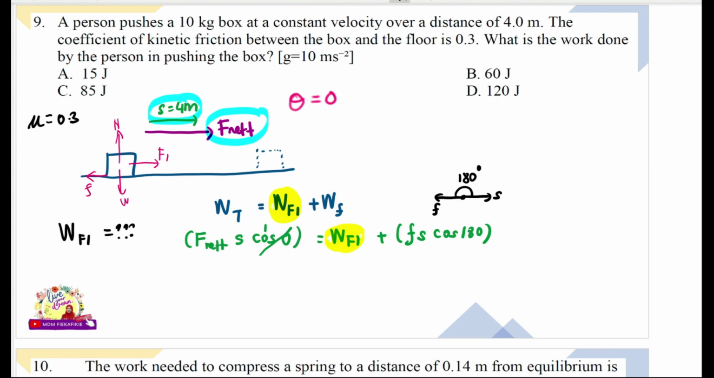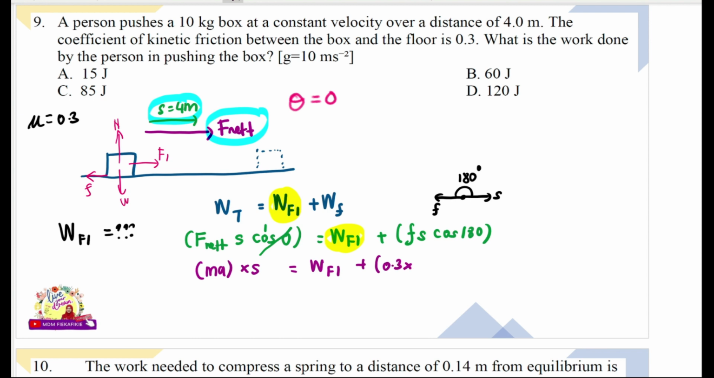Okay. So now F net is equal to MA. Boleh. F net is equal to MA. So kita masukkan. Times dengan S equal to WF1 plus friction. Okay. Iaitu mu N. Mu kita dah ada tadi kan? 0.3.